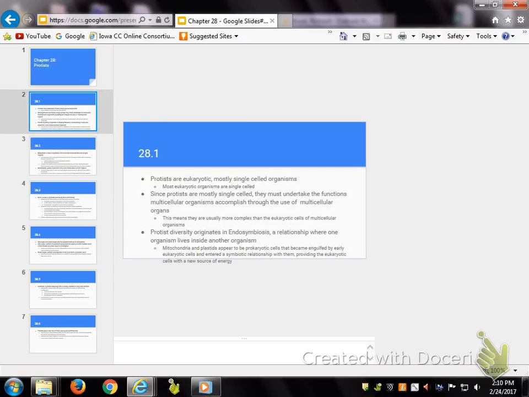Alright, so chapter 28 is about protists. I just put down some of the highlights from the chapter. Protists are eukaryotic, mostly single-celled organisms, and most eukaryotic organisms are single-celled. Since protists are mostly single-celled, they have to undertake functions by themselves that multicellular organisms need multicellular organs to do, which makes them usually more complex than the cells of multicellular organisms.